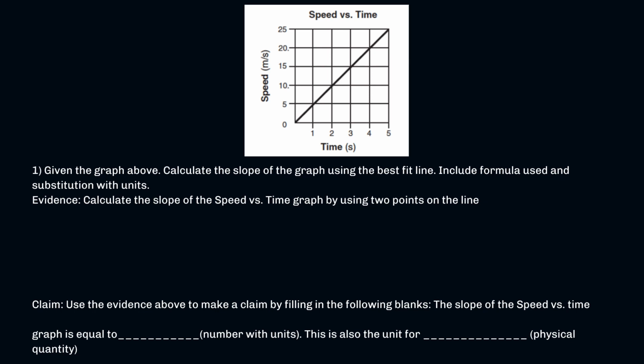So your first thing here, given the graph above, calculate the slope of the graph using the best fit line, so it gives you the best fit line already. Include the formula used and substitution with units. So formula used and substitution with units, that's a very important idea in Regents physics. It's not an important idea at all in AP Physics 1. You never have to do that. You're not going to lose points if you don't show units.